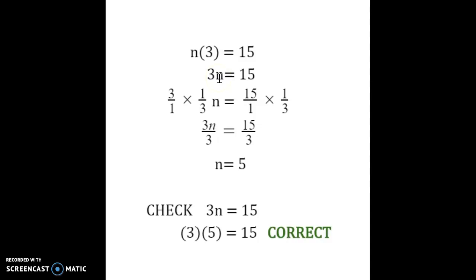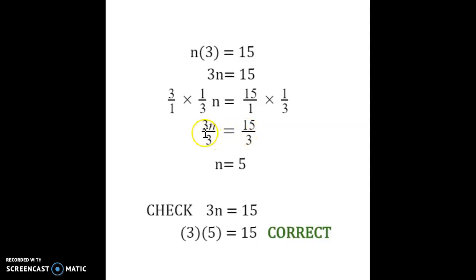What can I do to do that? Well, we know that 3 is the same thing as 3 over 1. So because this is a multiplication problem, we're going to now divide by 1 over 3 to both sides of the equation. So let's take a look at what that looks like. We've got our 1/3 that we're dividing on this side and our 1/3 on this side. It becomes 3n divided by 3 equals 15 over 3.